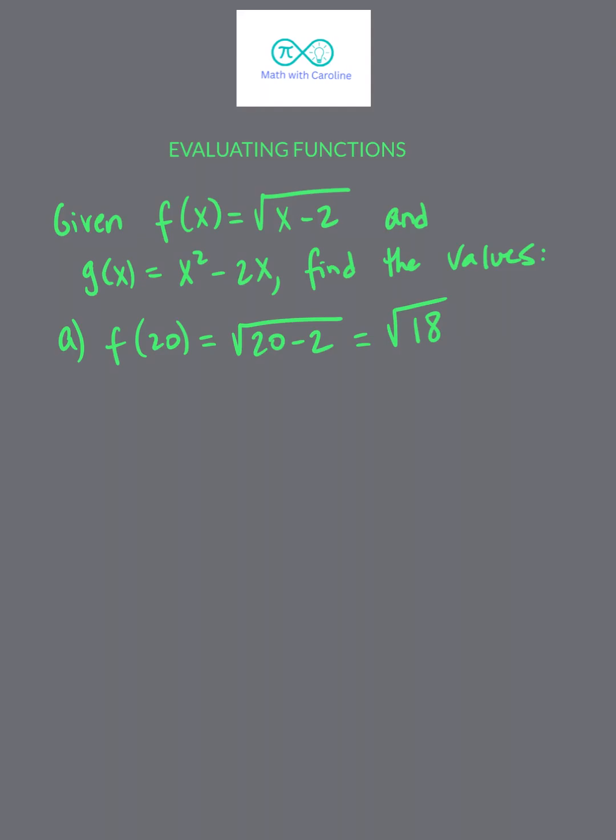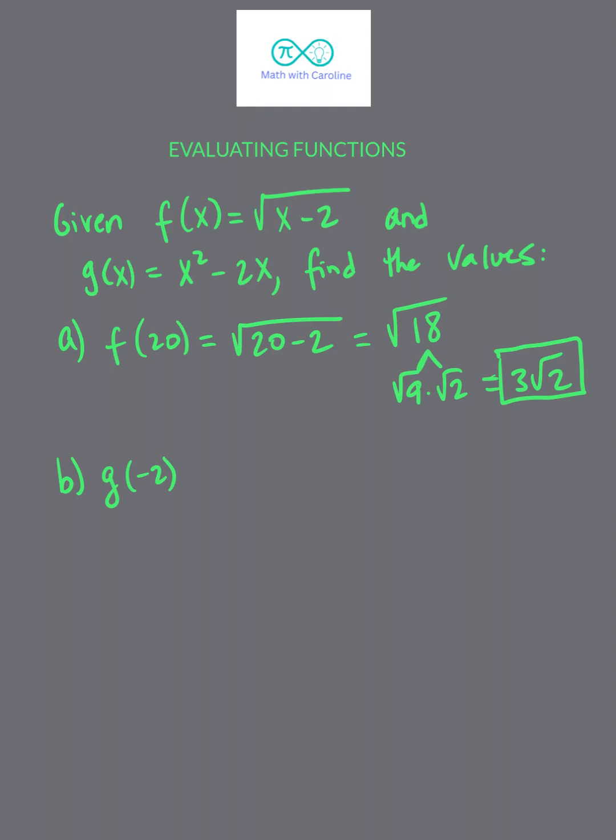Now we can simplify this radical, so we're going to do that. 18 is 9 times 2, so the square root of 18 is the square root of 9 times the square root of 2. Now the square root of 9 is 3, so this simplifies to 3 times the square root of 2. If you need more help on simplifying radicals, please look for my other video that shows you how to simplify radicals in much more detail.